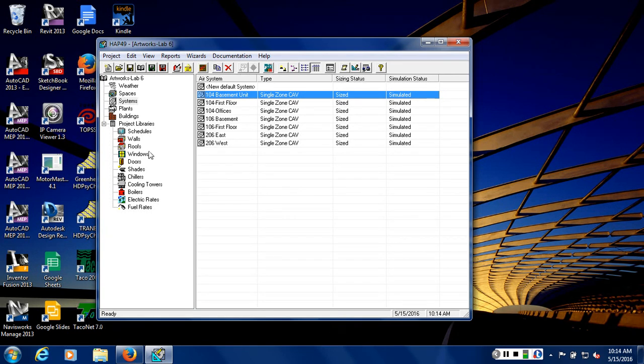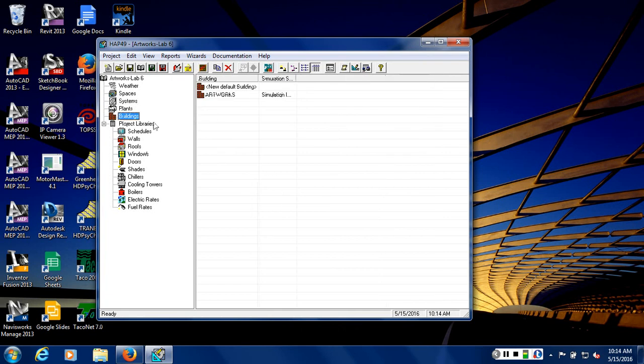All these systems have to be tied into a building. So down here we have a building. We're going to call it Artworks. If we can go into this, we can do the second half of what the Carrier HAP program is capable of doing. The Carrier HAP program is capable of doing a simulation.